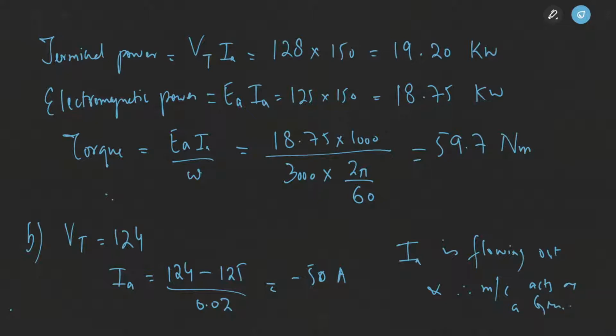So the rest of the equations will be the same. Once you have derived Ia, you can find out the terminal power given by Vt into Ia, the electromagnetic power Ea into Ia, and the electromagnetic torque, power divided by omega, at the same speed, that is 3000 rpm. So this is one. Let's do another problem.